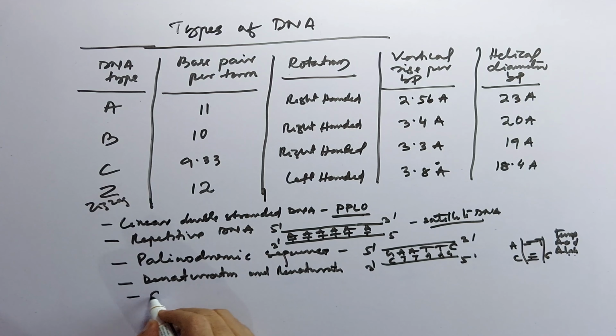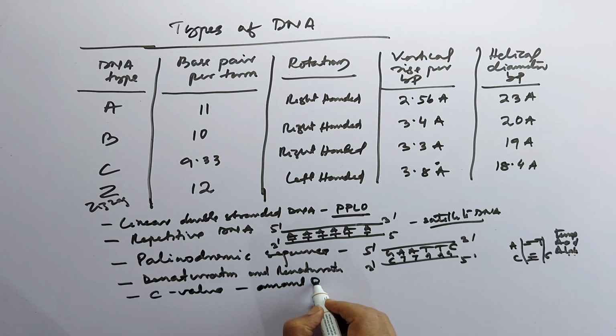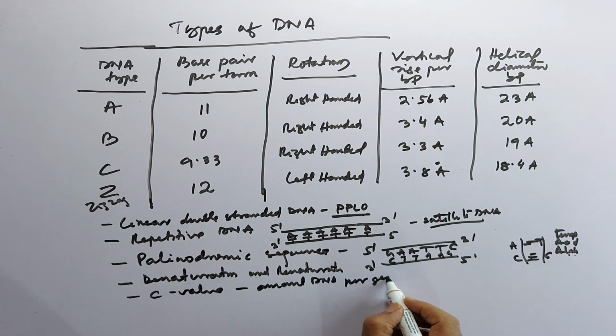Then another factor is C value. C value means the amount of DNA per genome. So this is all about the different characters related to DNA, types of DNA and structure of DNA.